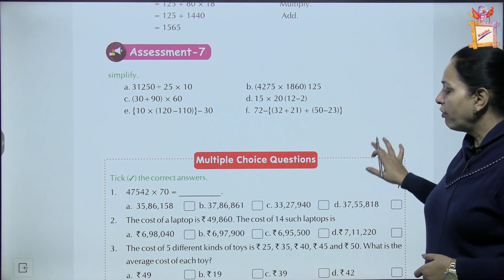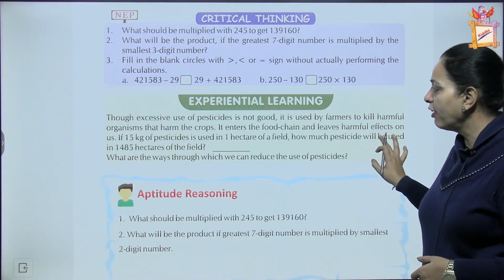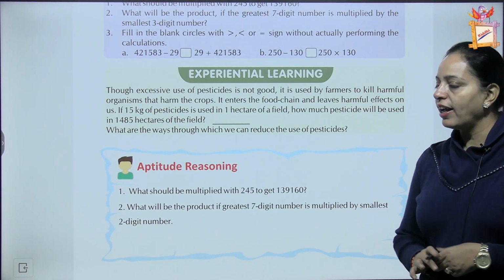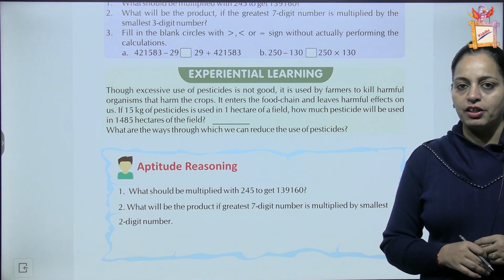Okay. Similarly, you can try these MCQs and think smarter, critical thinking, experimental learning and aptitude reasoning. I hope the concept is very much clear to you.